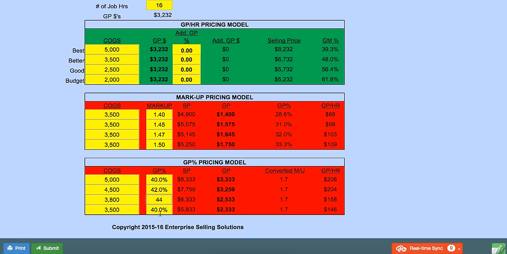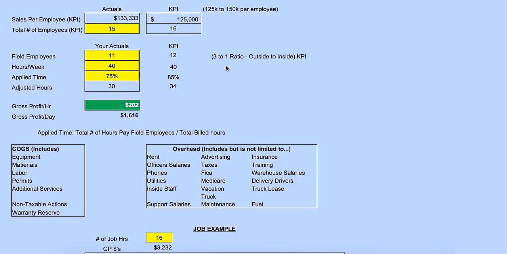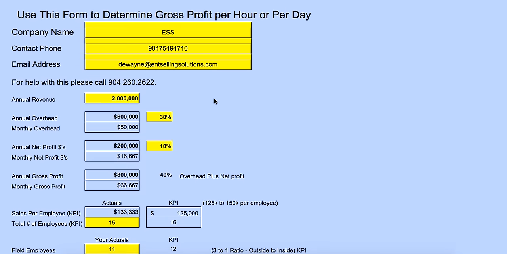So if you're going to use the gross profit percentage, you just better make sure that you're increasing your gross margin percentage to be able to get to that same 202 number. Otherwise, use the model of the gross profit per hour or the gross profit per day, and then it would multiply times those amounts.